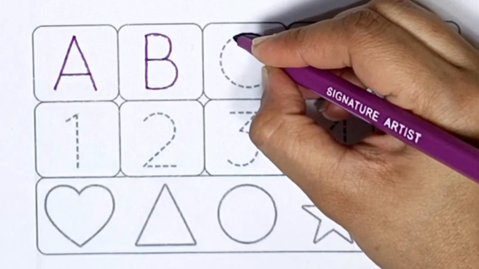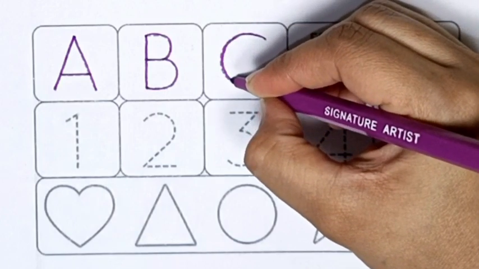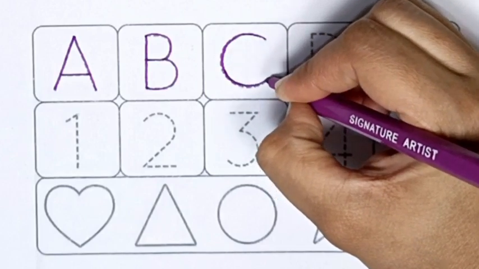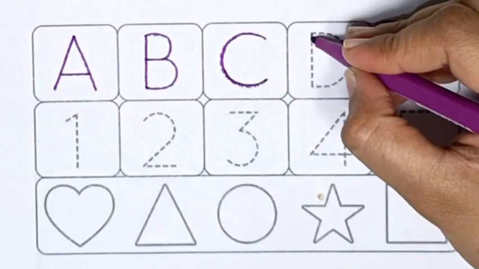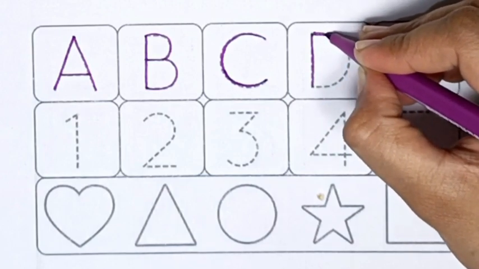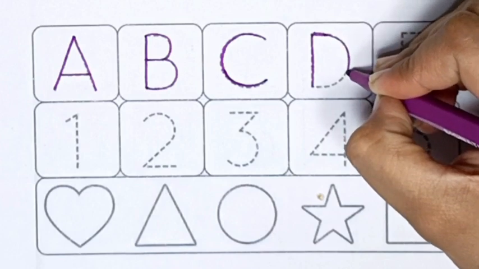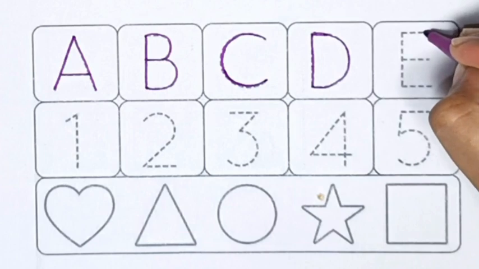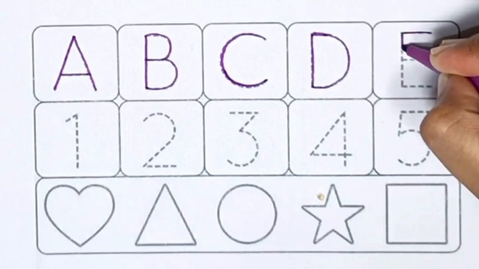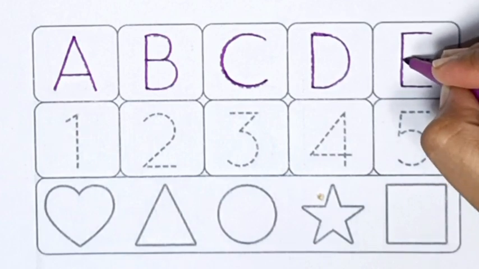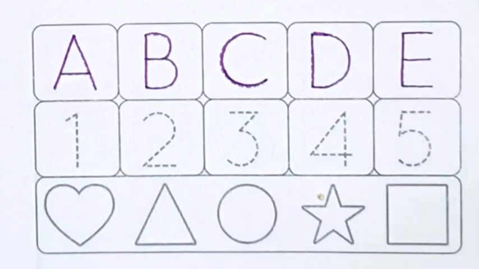C. This is C. C is for cat. D. This is D. D is for dog. E. This is E. E is for elephant.